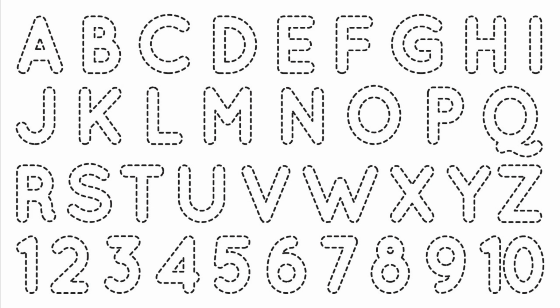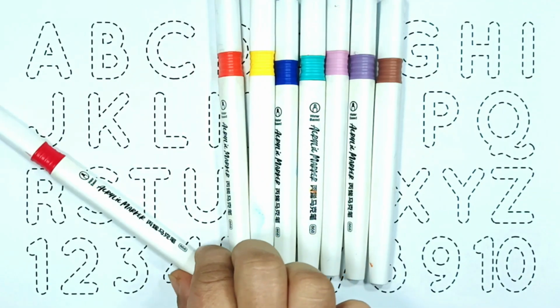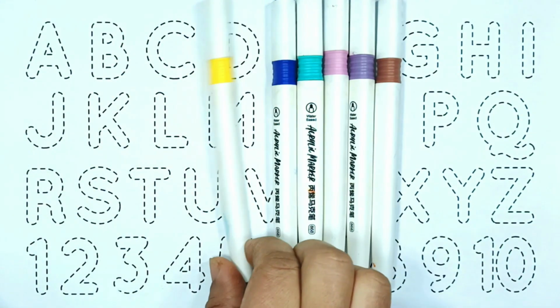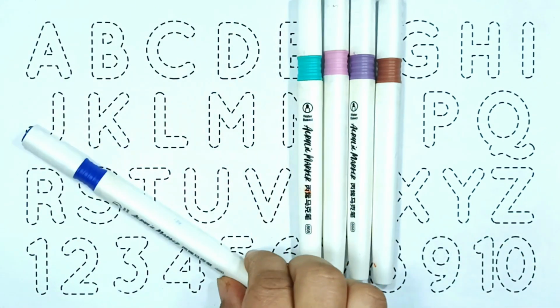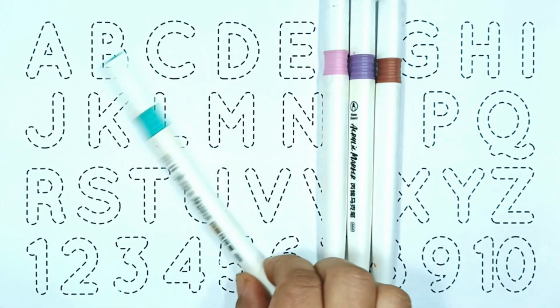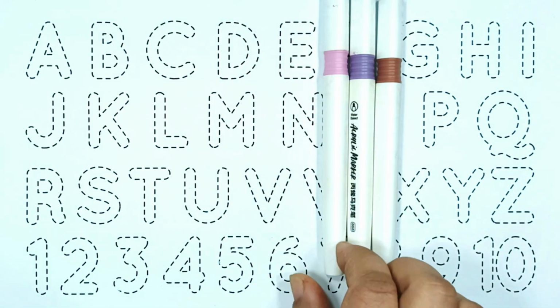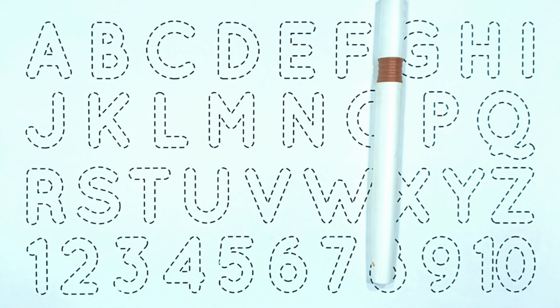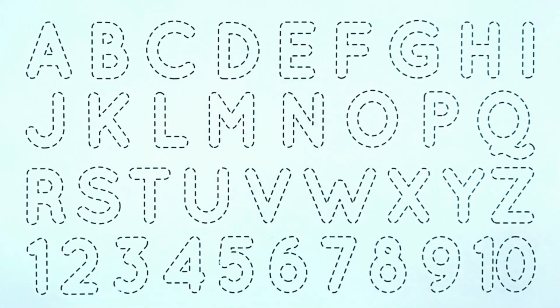Let's trace and paint them together. Red color. Orange color. Yellow color. Blue color. Green color. Pink color. Purple color. Brown color.